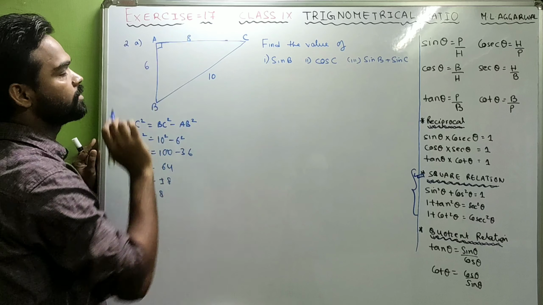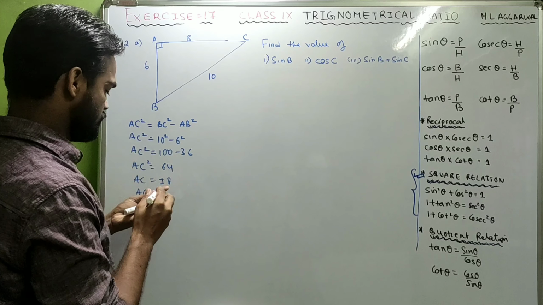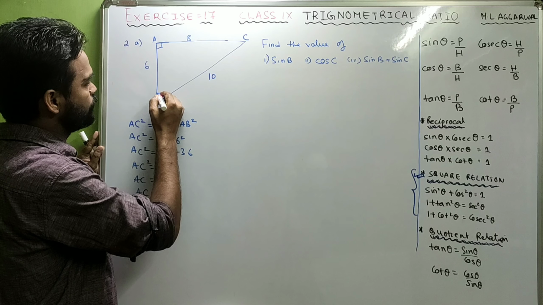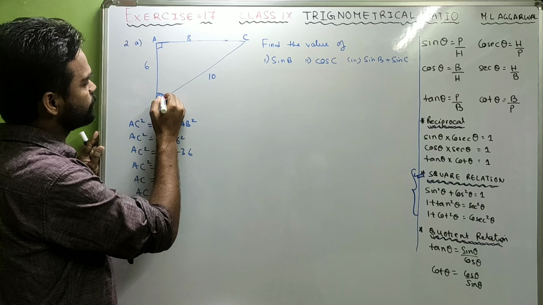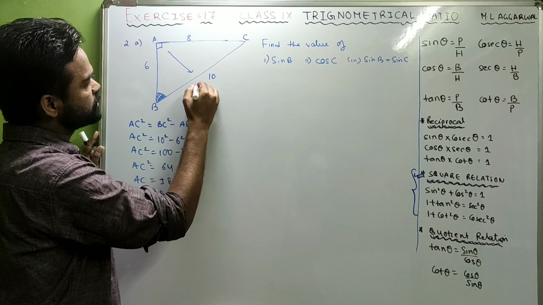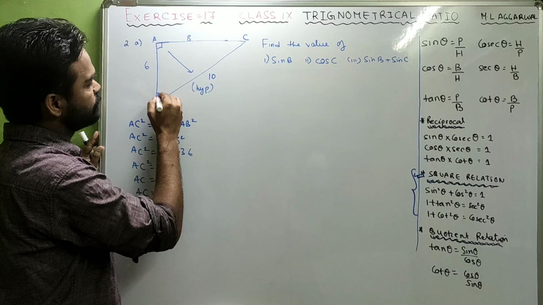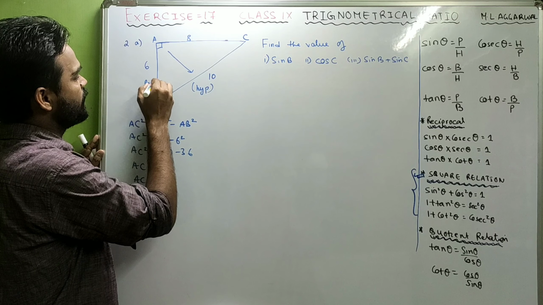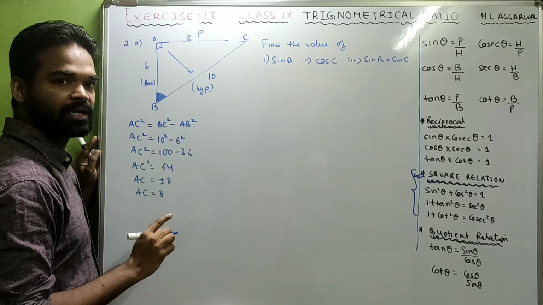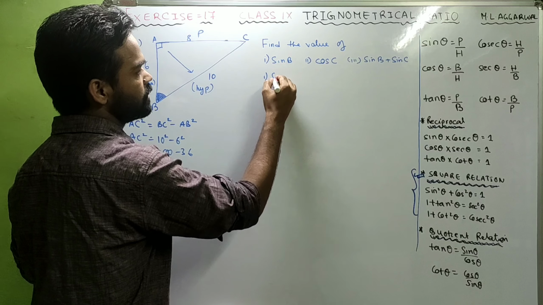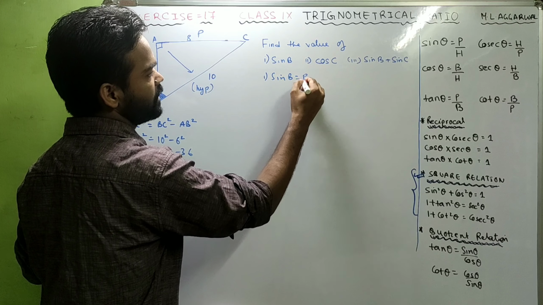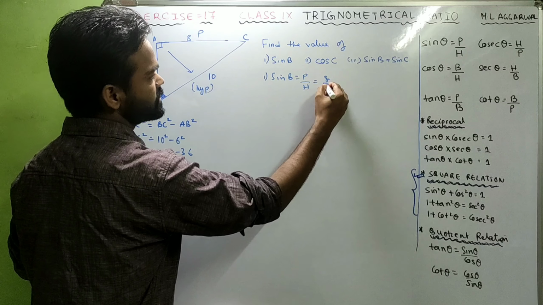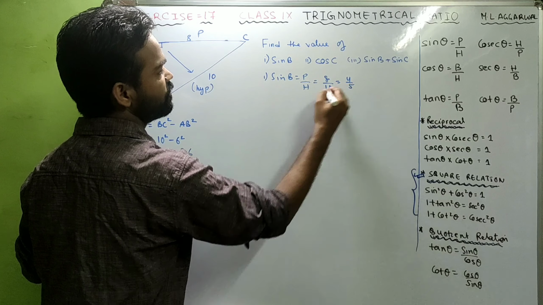8. Now they have told us to find sine B. When you talk about B, always remember, first of all, BC is the hypotenuse, there's no doubt. With the angle, you always have the base and hypotenuse, so this becomes your perpendicular. So sine B is perpendicular by hypotenuse, which is 8 by 10, which reduces to 4 by 5.